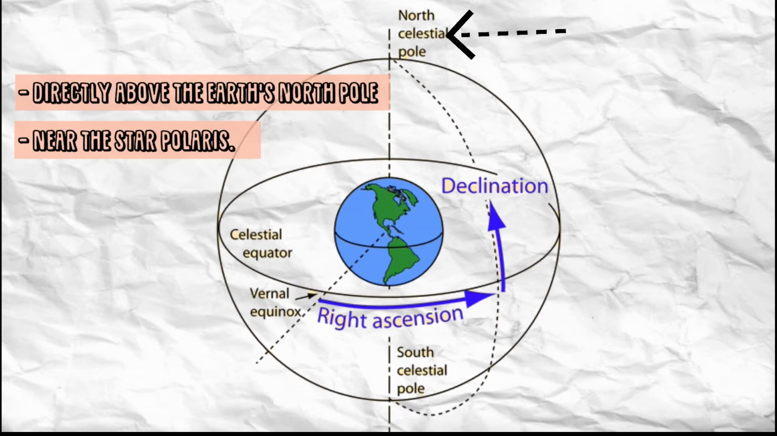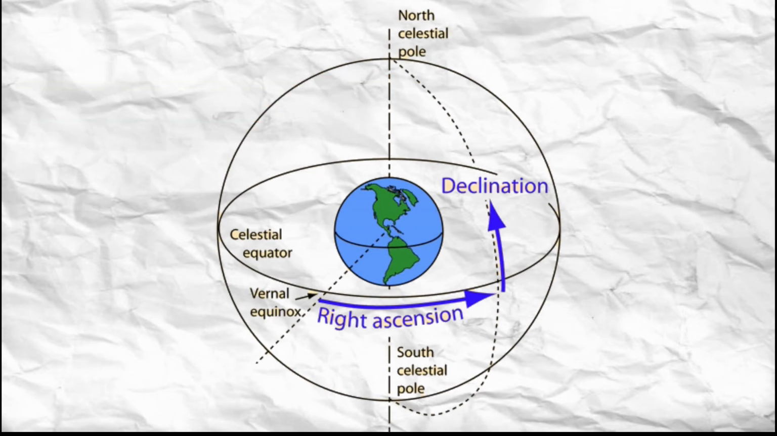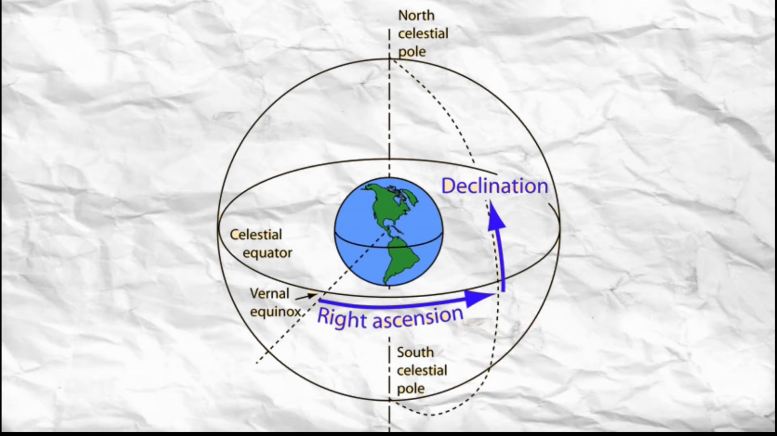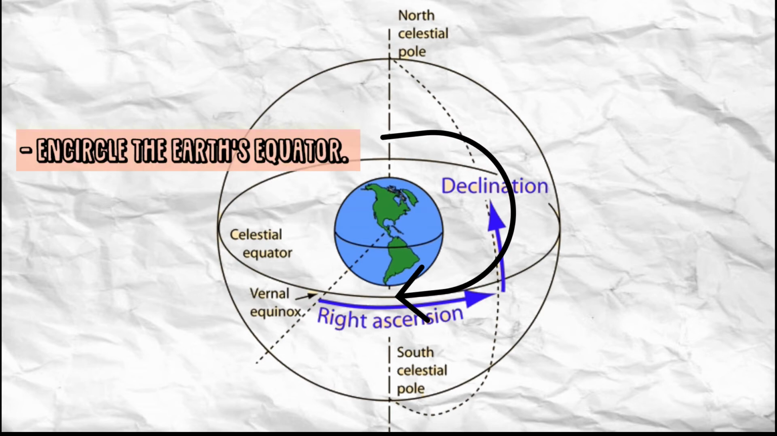The North Celestial Sphere is located directly above the Earth's North Pole and near the star Polaris. On the other hand, the South Celestial Sphere can be found directly above the Earth's South Pole, and it is not near any bright star. Lastly, the celestial equator equally encircles the Earth's equator.